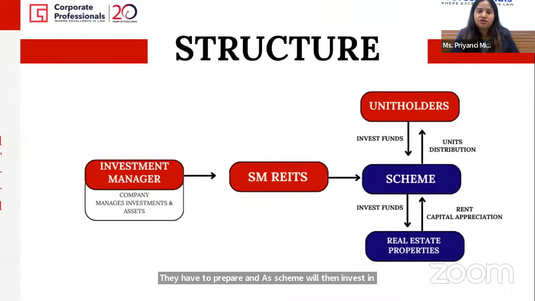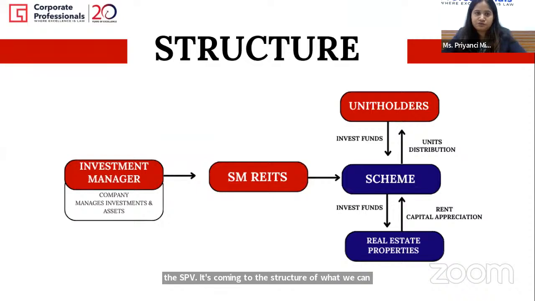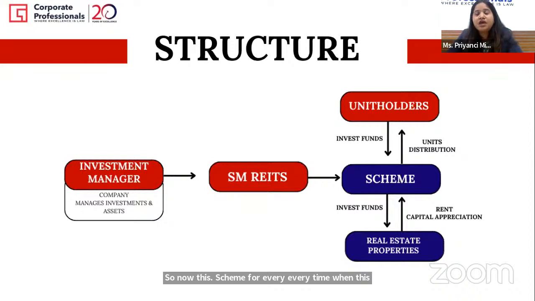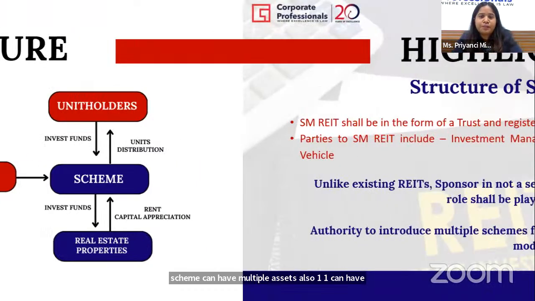So coming to the structure, from which we can try to understand: these SM REITs, whenever they plan to purchase any property, will formulate and float a scheme. The scheme will then invest in the SPVs and in the real estate properties. Now, one scheme can have multiple assets, but there will be no multiple classes of units that can be issued in a particular scheme.